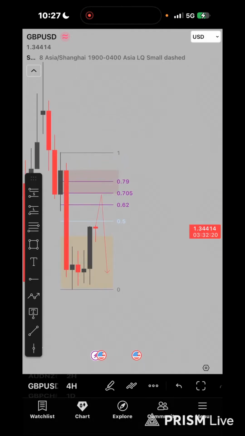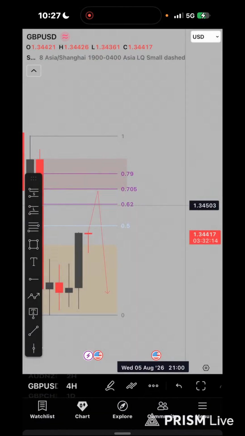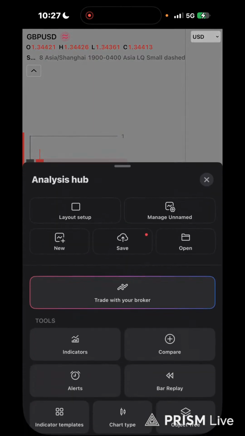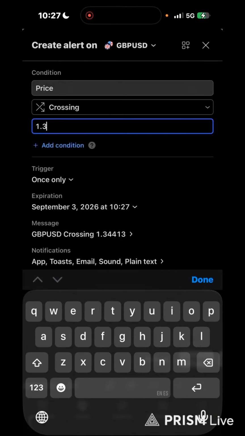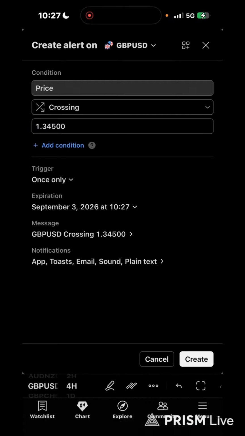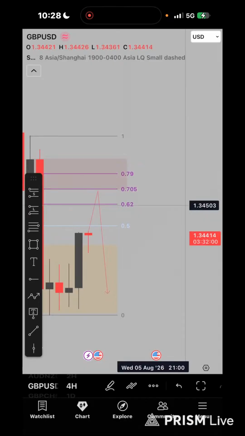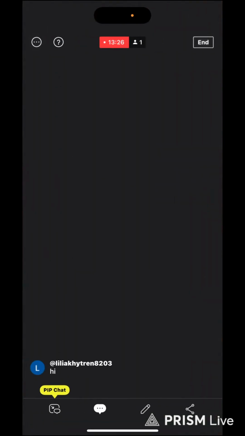So that would be my anticipation. I would obviously set another alert. We only get 3 alerts. So I want to see when price enters this optimal trade entry range. So that is at 1345, which is the number that they would use. So 1345, let's create the alert. Maybe it's 11345. Hold on. No, that's correct. Perfect.